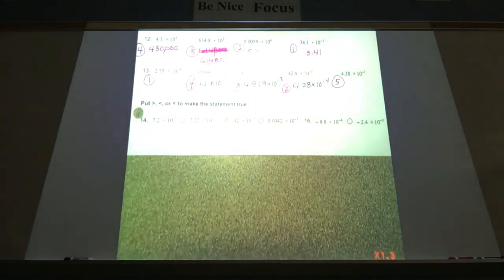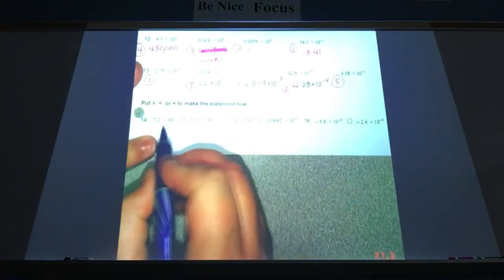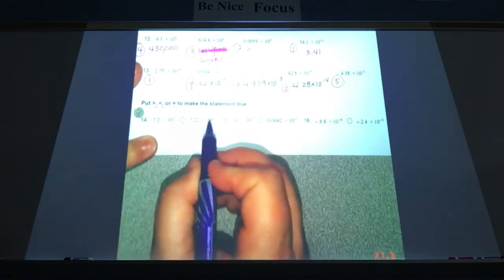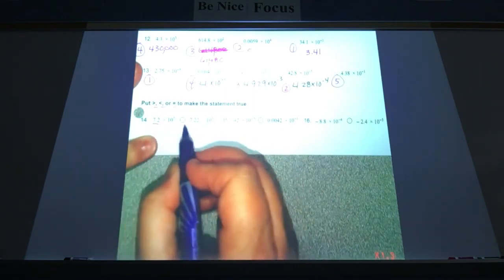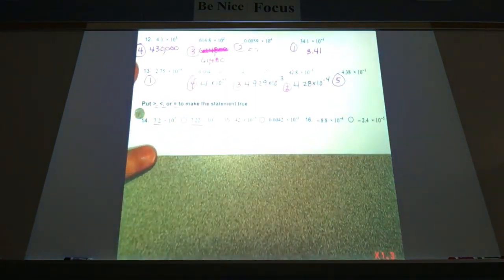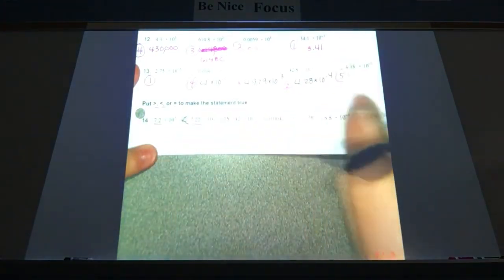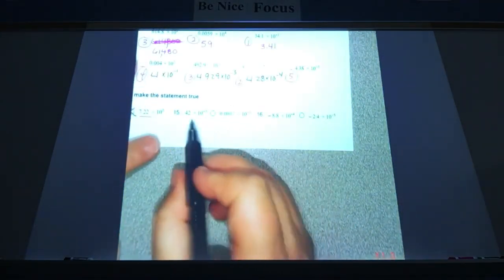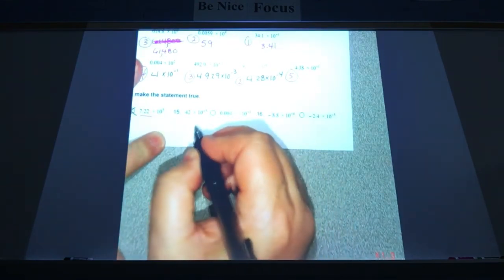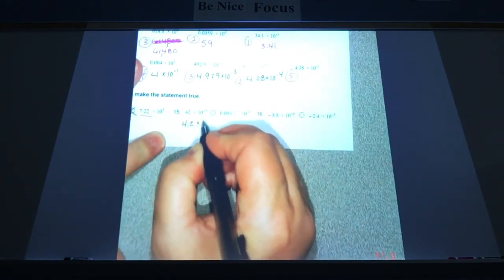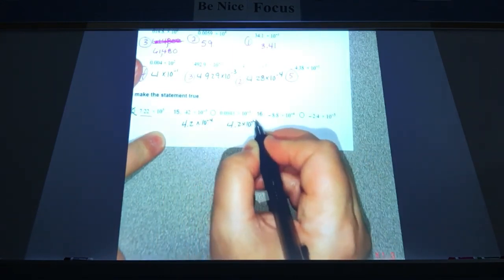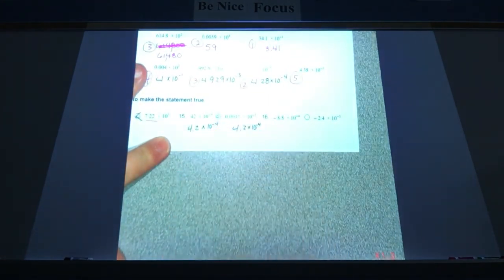All right, and then the last ones that we have, we're comparing using greater than, less than, or equal to. These have the same exponent, so we're going to look at these coefficients. And this one's bigger. On this one, look at those exponents. They're different. But are these both in scientific notation? Nope, neither one of them is. So let's fix them and put them in proper scientific notation. And we find out that those are actually the same number.